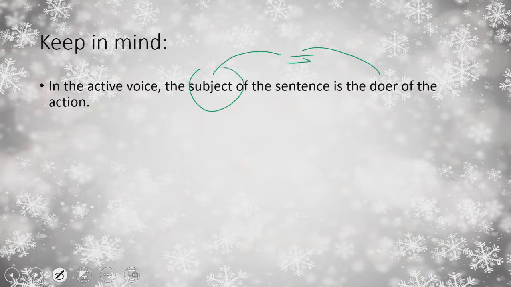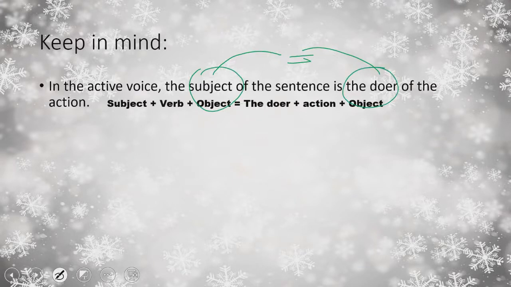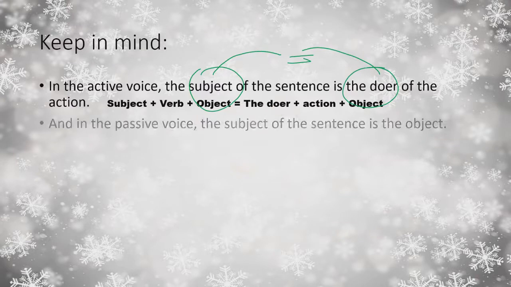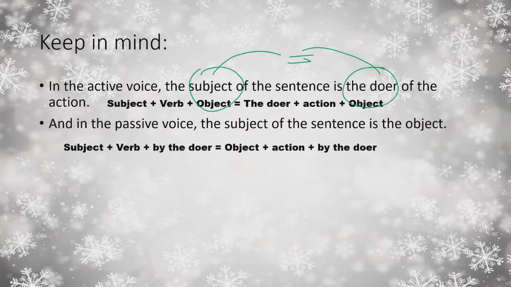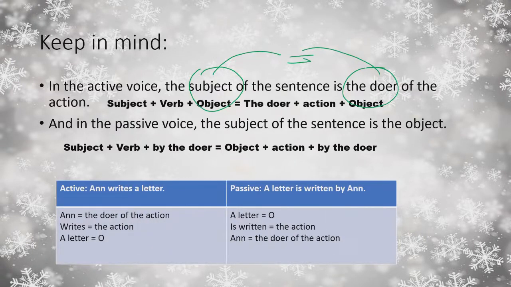Now please keep in mind in the active voice the subject of the sentence is the doer of the action, okay, the subject equals the doer. And in the passive voice the subject of the sentence is the object. Like this: subject plus verb plus object equals object plus action plus by the doer.